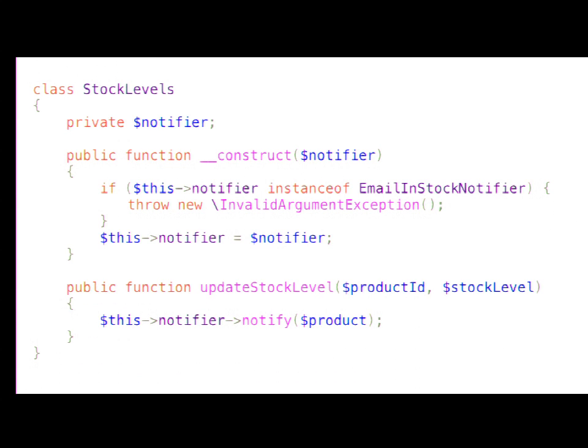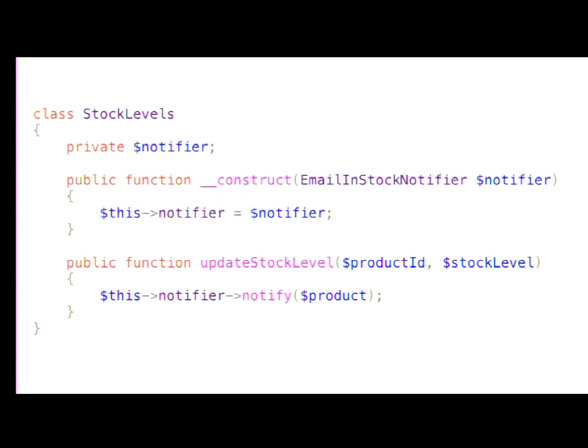So we could say, well, we better make sure that when we construct our stock levels object, it is an email in stock notifier that we get. So we can check, use instance of is one way. We could say, if it's an instance of email stock notifier, if it is, great, carry on. If it's not, we're going to throw an exception at this point. Fortunately, PHP saves us writing some of that boilerplate code, and we can use type hints on the constructor to do that. So this time we're insisting on an email in stock notifier.